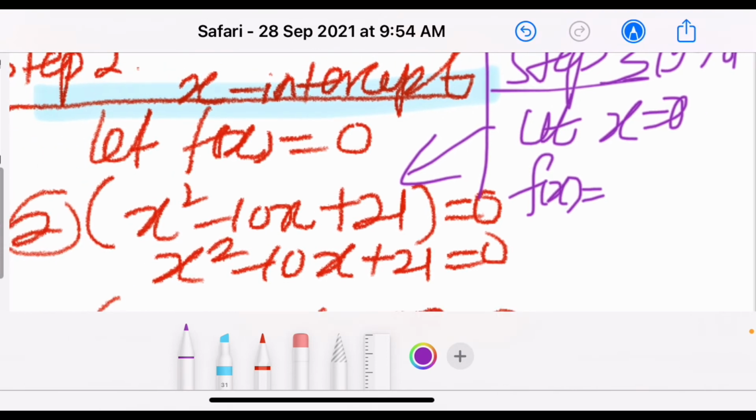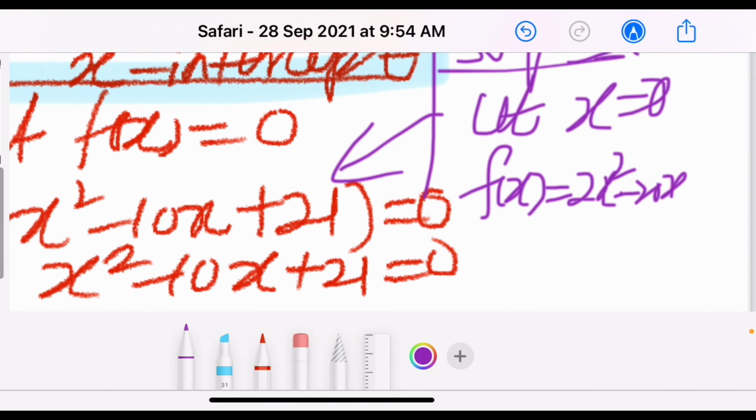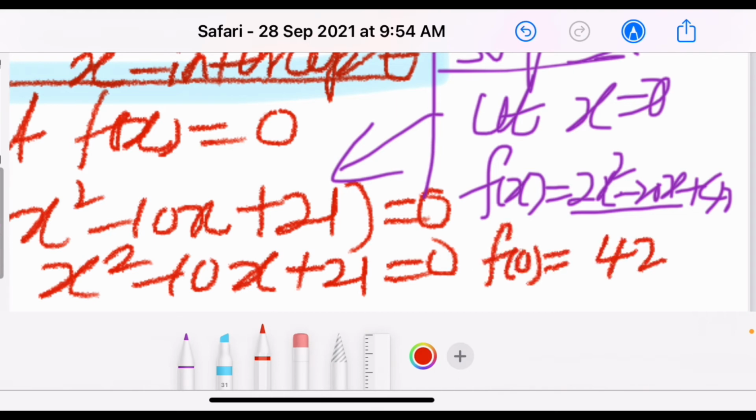You have 2 times 21, right? You have your function like that, plus 42 right here. So that means everything here will be 0 because you substitute f(0). So finding the y-intercept is easy. You just substitute, and you get the answer 42.